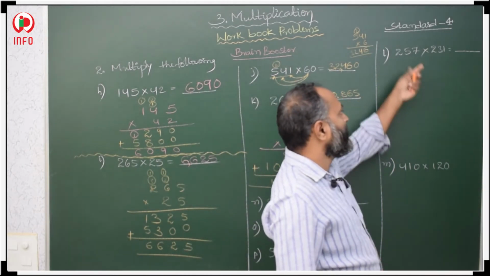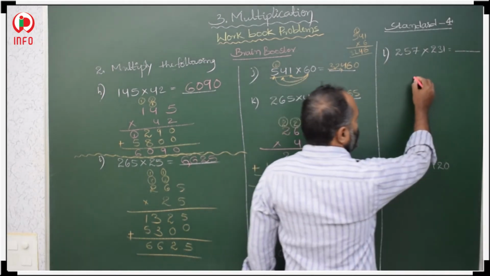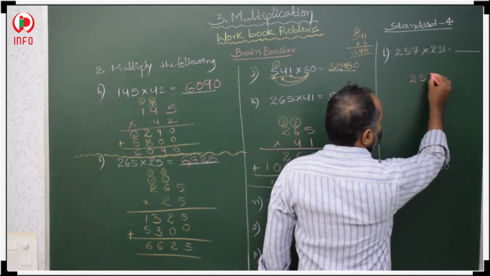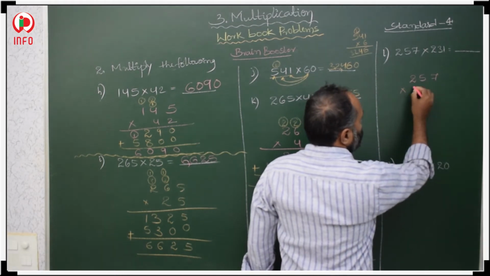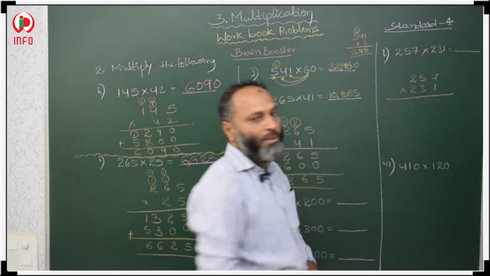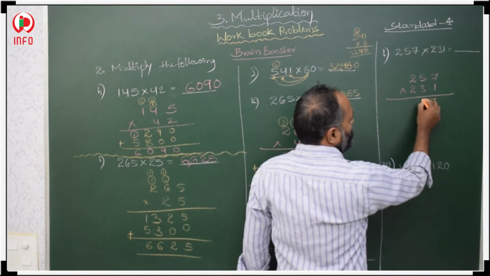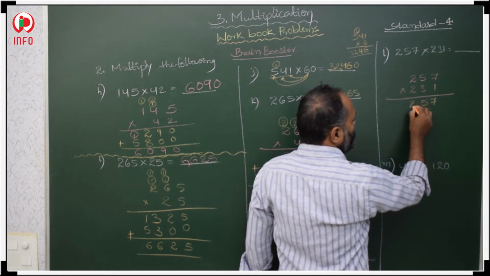Then I, J, K, next L. Then it is a 3-digit number, so we have to multiply with a 3-digit number. Then first we have to take 257 multiply with 231. First we have to multiply with 1. 1 7s are 7, 1 5s are 5, 1 2s are 2.